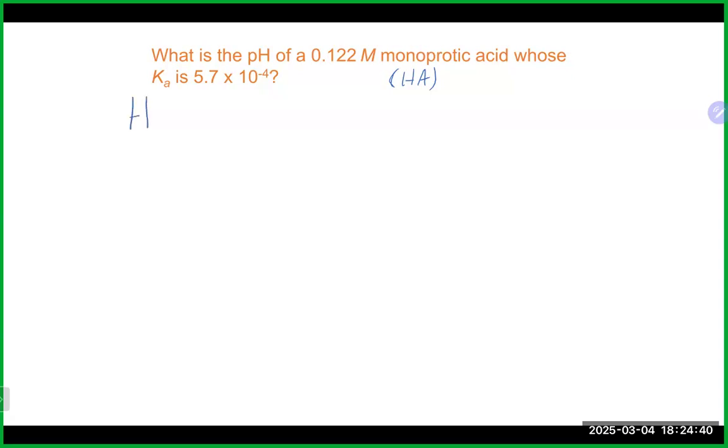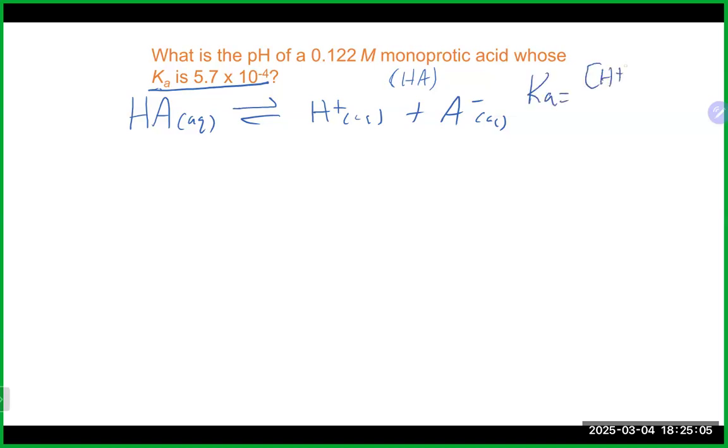Again, if you don't have a formula for a monoprotic sort of acid, something like HA, in this case it is going to break apart into H plus and A minus. Once again, I do know it is a weak acid because I see a Ka value associated with it, which should tell me I should probably do an ice table in this case. We could write a Ka expression, which is our H plus times our A minus divided by our HA, and obviously that equals our Ka value. Going into our table here, we'll then start initially with 0.122, 0 and 0.